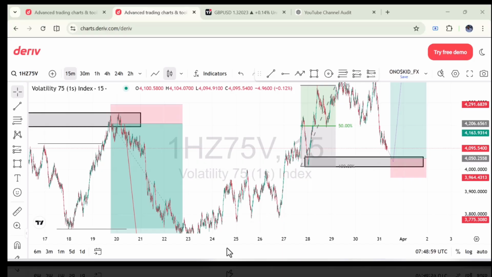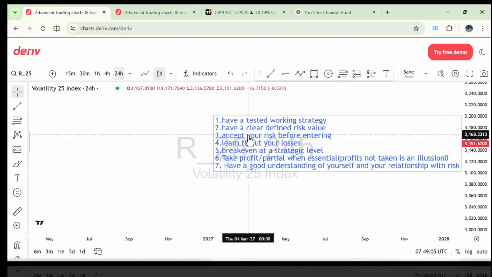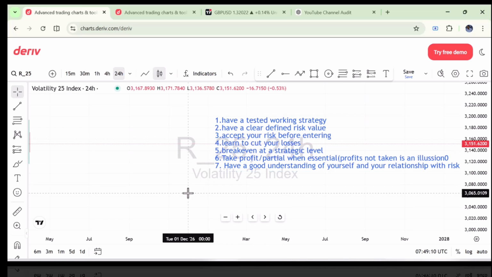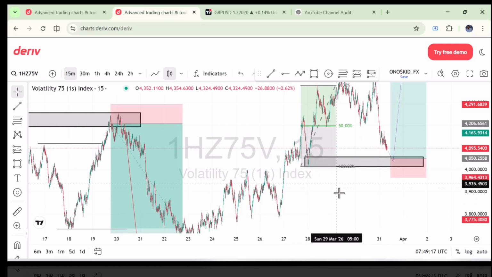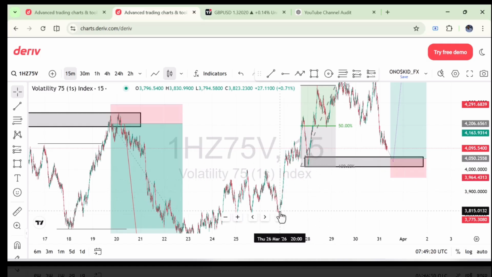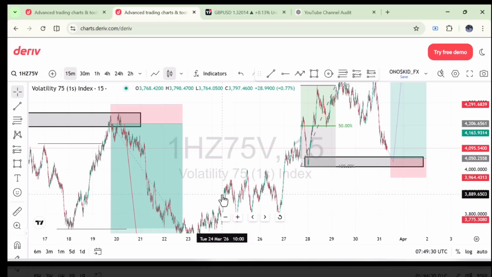The moment you have a working strategy, the next thing you want to do is to have a clearly defined risk value. Now, what do I mean by a clearly defined risk value? For instance, I'm using this particular trade as an example. You don't want to make a trade decision thinking about just the profit. There is a popular trading quote that says a good trader is someone that pays more attention to how much he or she is risking on a trade than how much you want to make from that trade, right?